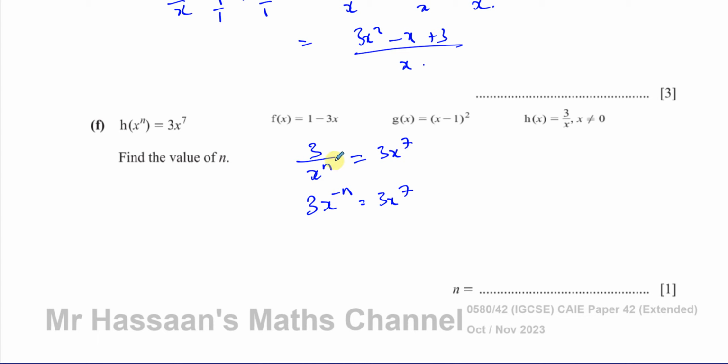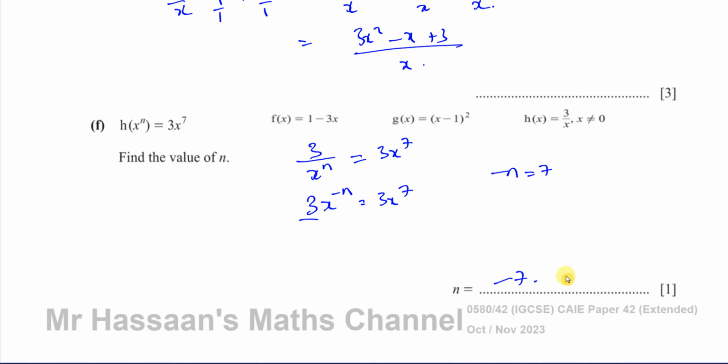Okay, writing that in index form on the top. So if you compare these, we can say minus n must be the same as 7. So n must be minus 7. And there's the answer. Simple as that. Just replace the x in function h with x to the power of n. That becomes x to the power of n. Laws of indices, you write that on top with the negative power. Compare them, the 3's are the same. The only thing that we can say is that the minus n must be the same as the 7. And we have answered this question.